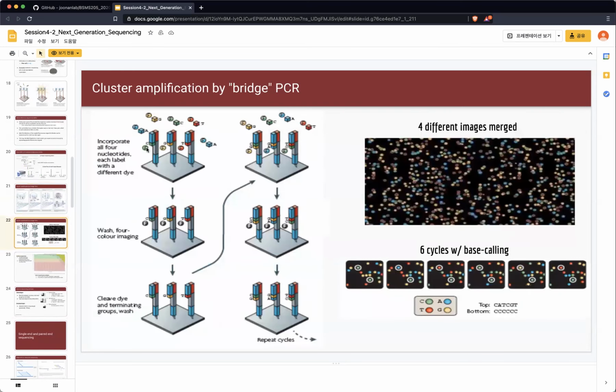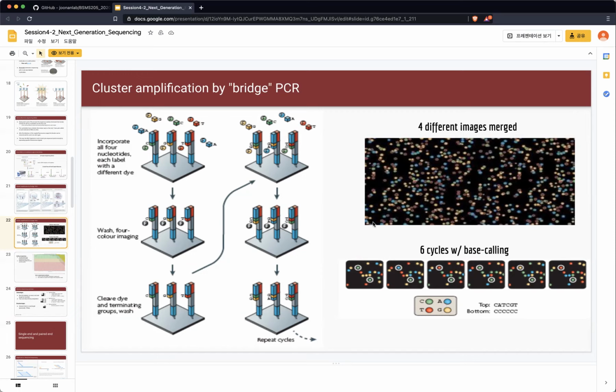Okay, so once you added the cycles onto each flow cell, then it will be detected by the camera based on this fluorescent information. So once you get the image at a certain cycle, so let's say the first cycle, then you will see each position's nucleotide information based on the fluorescent, right? So you can read out whether that is the A, C, T, G by the colors, right?